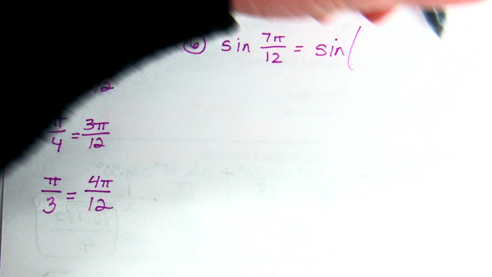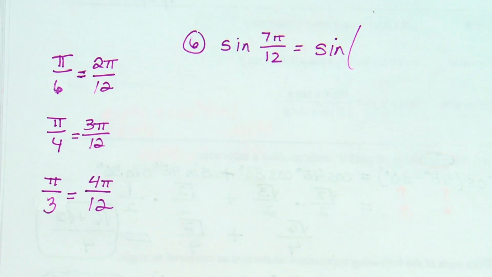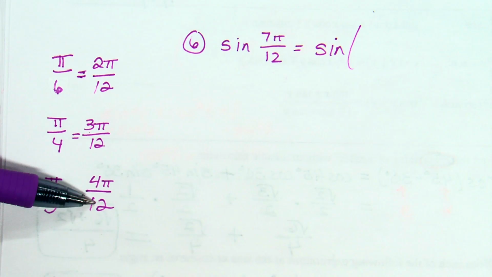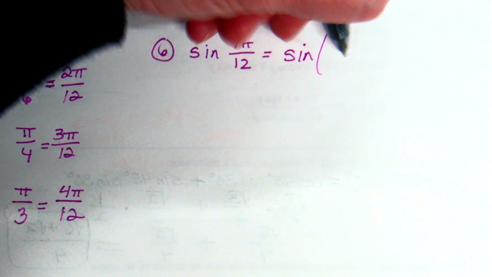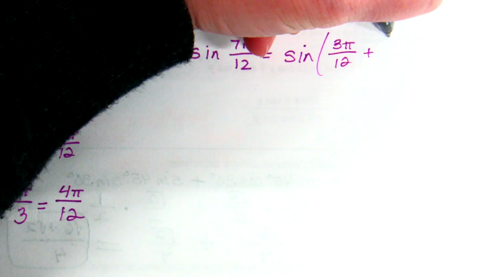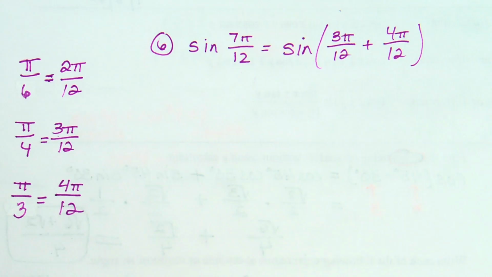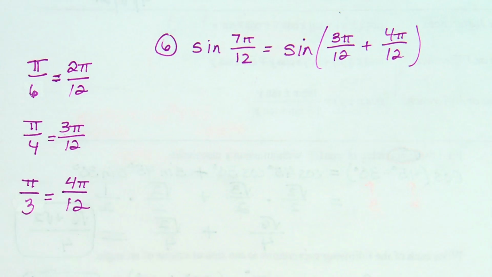Here's my deal, guys. Sine of 7 pi over 12. How can I use 2 of these to get 7 pi over 12? Can't we add 3 pi over 12 plus 4 pi over 12? Okay, so let's write that in. 3 pi over 12 plus 4 pi over 12.